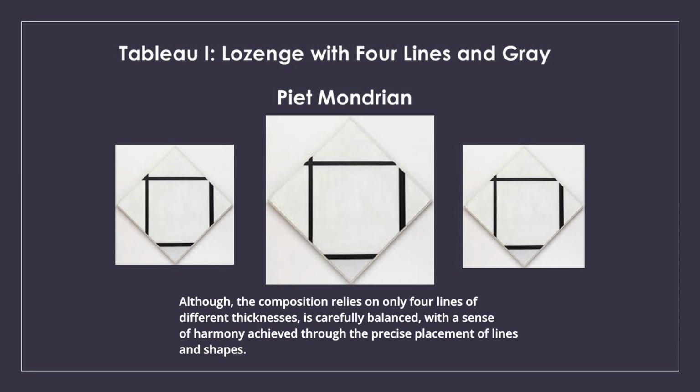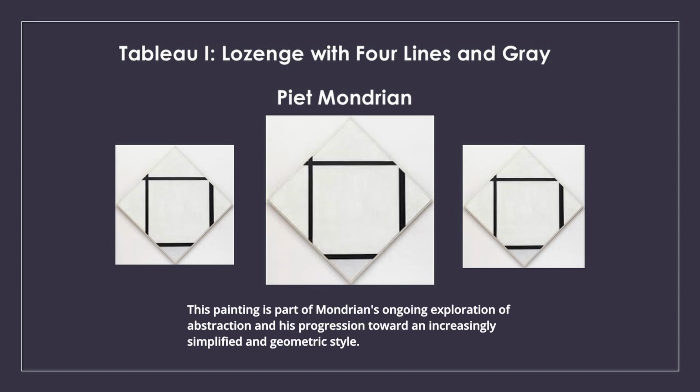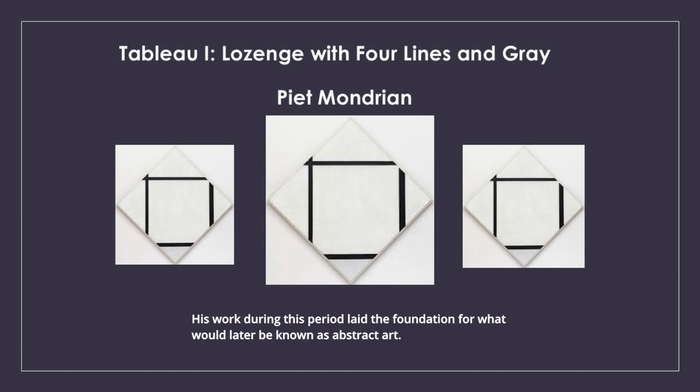Although the composition relies on only 4 lines of different thicknesses, it is carefully balanced, with a sense of harmony achieved through the precise placement of lines and shapes. Mondrian's use of the grid is intended to convey a sense of order and structure. This painting is part of Mondrian's ongoing exploration of abstraction and his progression toward an increasingly simplified and geometric style. His work during this period laid the foundation for what would later be known as abstract art.